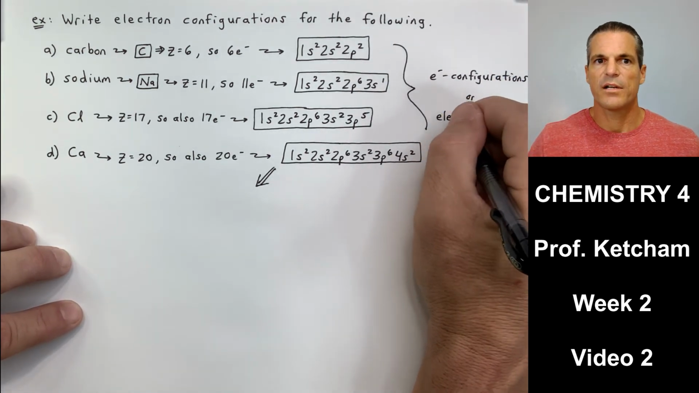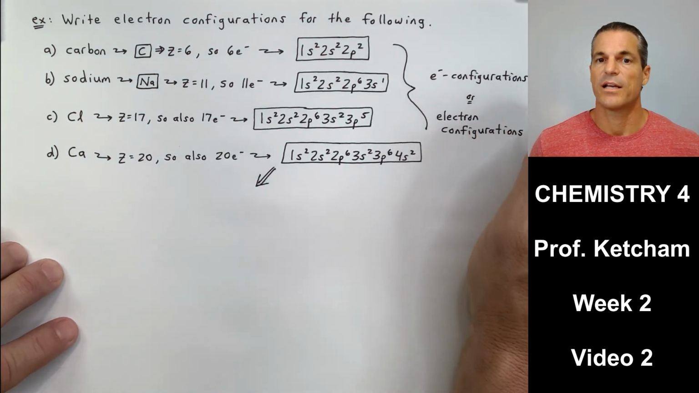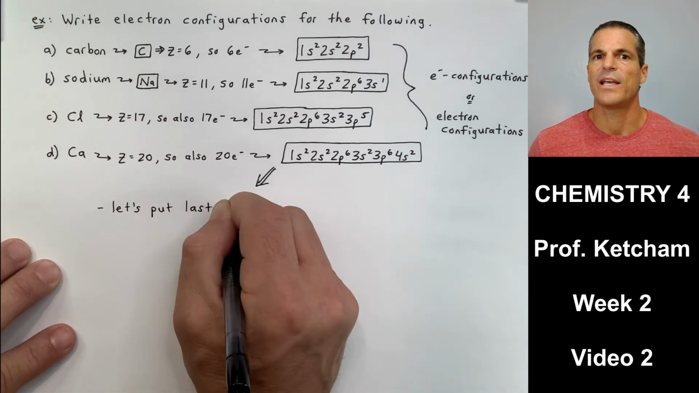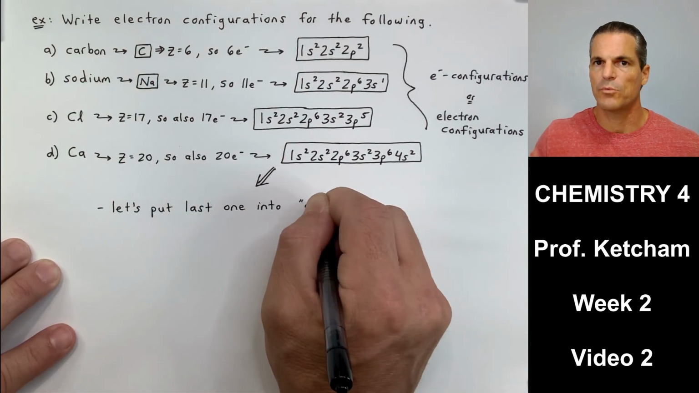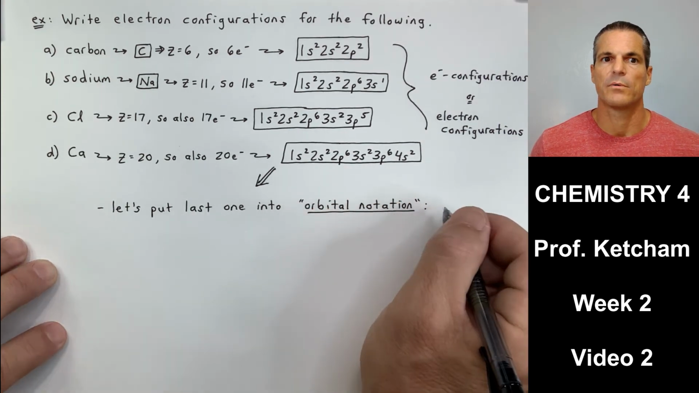Okay. If you look at the B, sodium, see how it says 3s1? I could have had a 3s2 at the end of sodium up there in B, but sodium only has 11 electrons, so it stops at 3s1. Okay. That would be a half-filled s orbital, right?